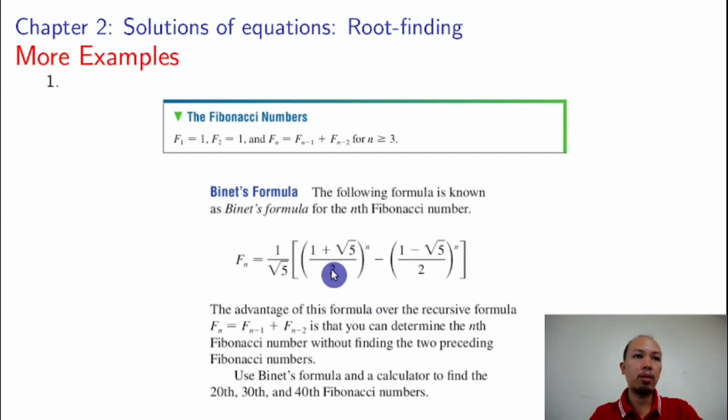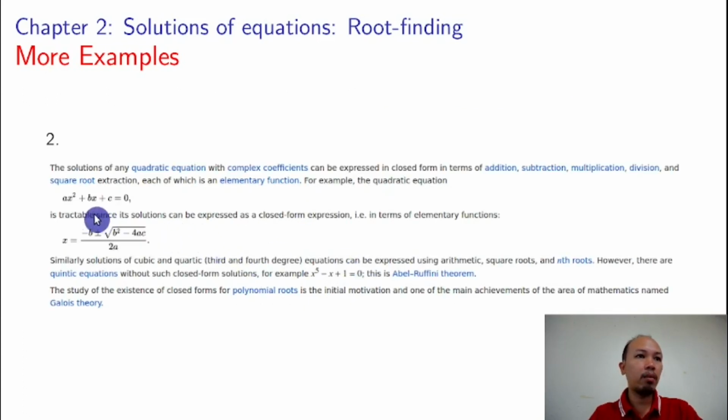Okay, so this is what we call Binet's formula of the Fibonacci numbers, and in order to arrive at this one, you will need generating functions. Another example is the quadratic equation. The closed form solution of this quadratic equation is given by this one, and this is very easy to recall since this formula is from your first year high school mathematics.